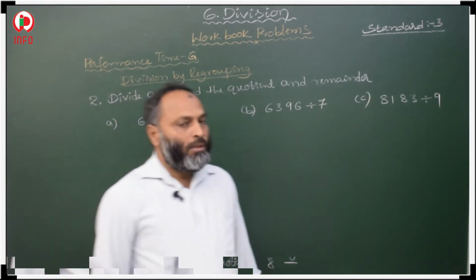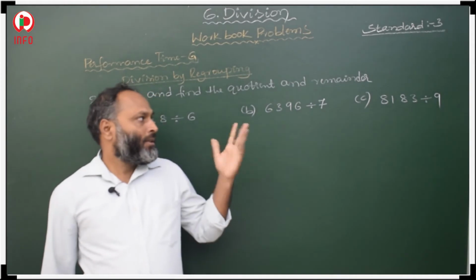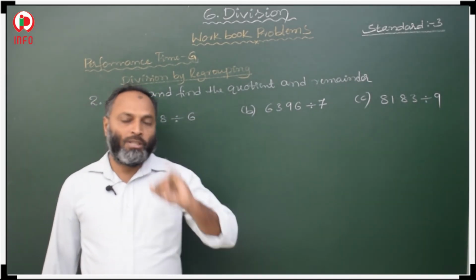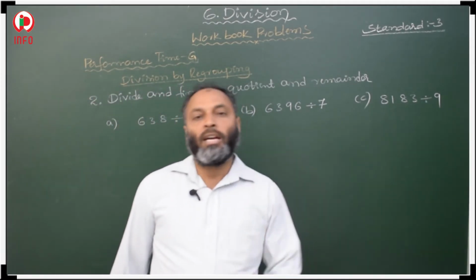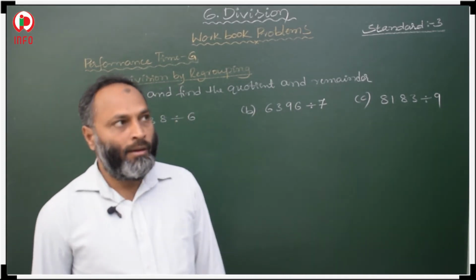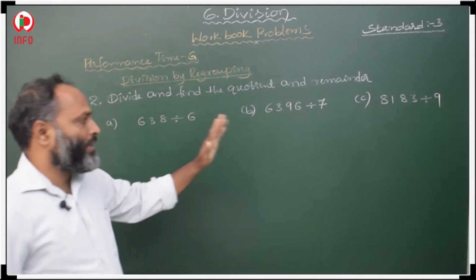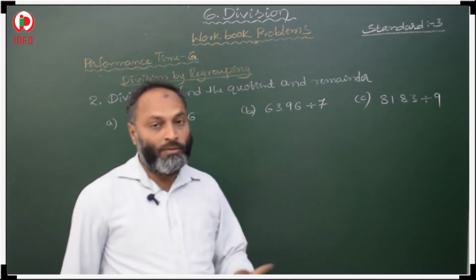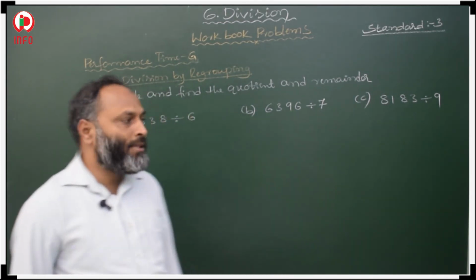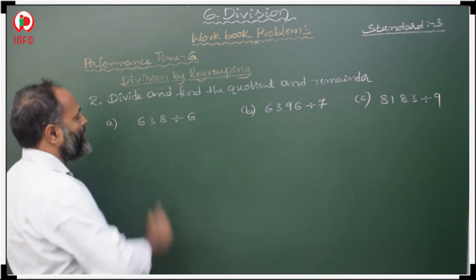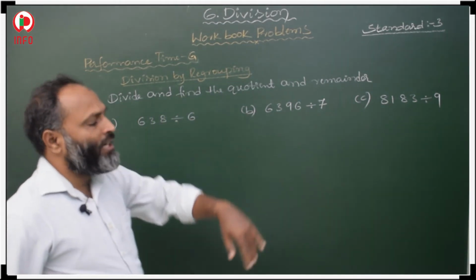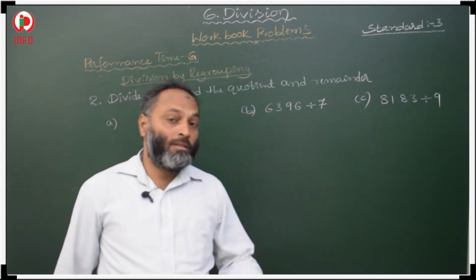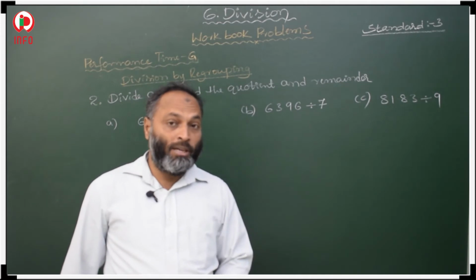Okay. So, in the previous question, we did 3 questions, and one more question was there. That question you do as your home assignment. Here also there are 3 questions, and one more question that you have to do as your home assignment. See here, first question: divide and find the quotient and remainder.